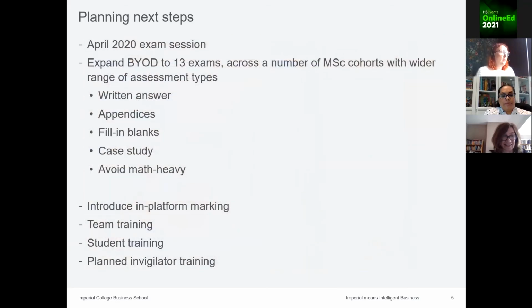So moving forward from that, our next steps were to expand Bring Your Own Device to some more higher stakes exams within our MSc cohorts with a wider range of assessment types. So including some MCQ, but also written answer, introducing appendices, which is a way of attaching drawings and formula and things like that to your submission as a student, fill in the blanks, etc. So that was going to be in April 2020, which I'm sure you can preempt didn't go quite to plan. And we were also introducing in-platform marking for the first time. So we were also doing some training of our team and the students and the invigilators in anticipation for this next April exam session.